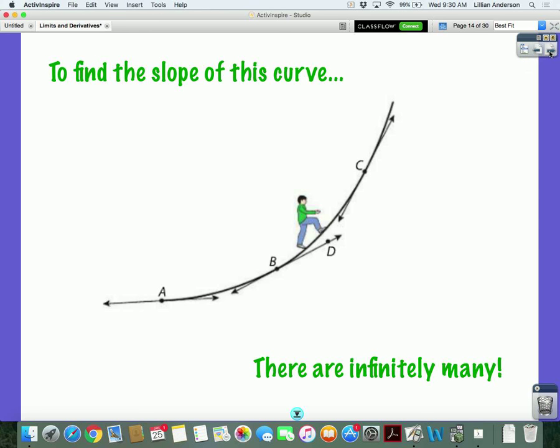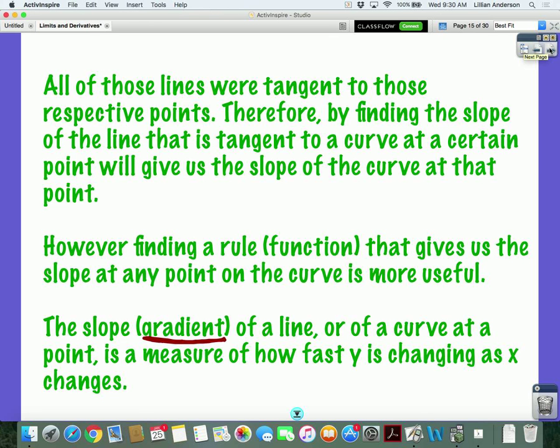What are the names of the lines that touch something at exactly one point? It does start with a T. Tangent. Every single one of these lines is a tangent. They're tangent at those respective points.